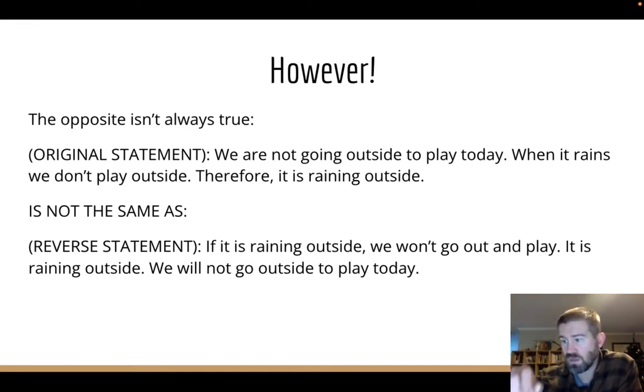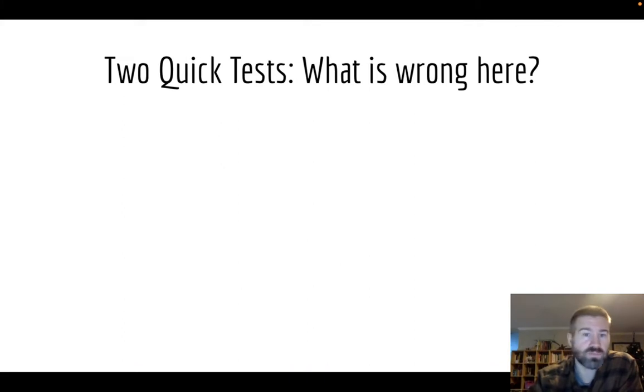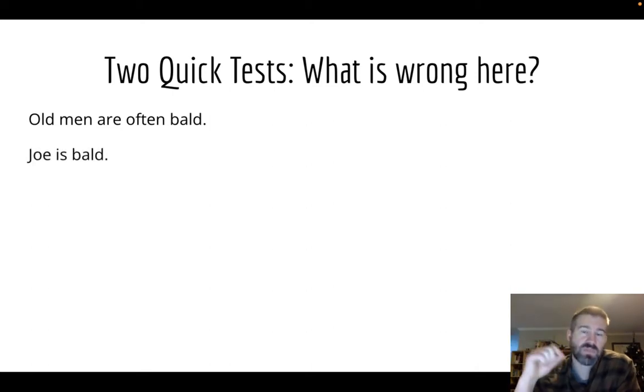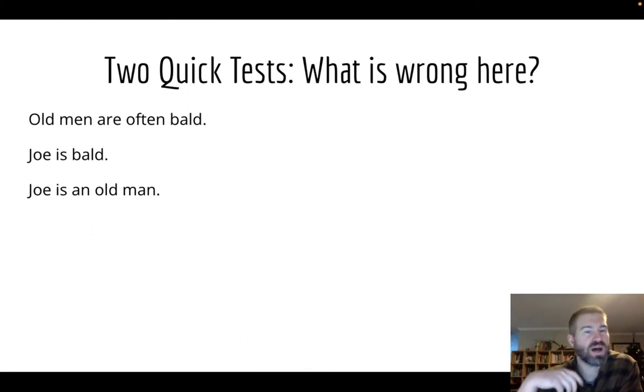Now, if we think about this and the error that happens, this is where I want to dive a little bit more into how logical reasoning works. We could do a couple of quick tests. Let's look at the first one. Old men are often bald. I think most of us could probably agree with that statement. It's not always true, but it does seem to be true sometimes. Then we could say, well, Joe is bald. Now, if we're following this train of logic, then we would conclude that Joe is an old man. Well, that might not be true. Again, there could be any other number of reasons why Joe is bald, right? Alopecia, or maybe he shaved his head clean, whatever it is.